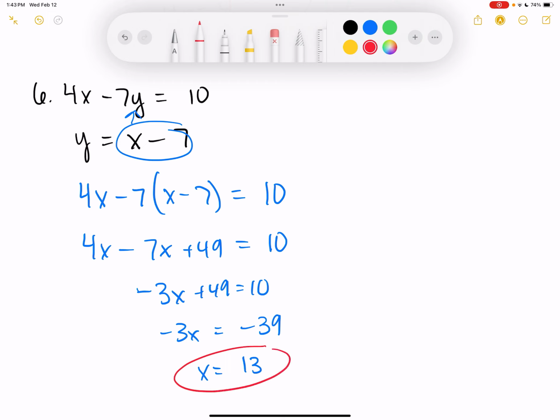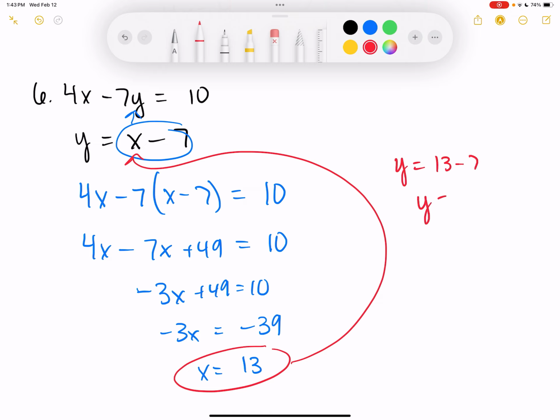Now I take this and plug it in for x in the second equation, which is the one that I plugged into originally. So y equals 13 minus 7. So what is y? 6. So my ordered pair is (13, 6).